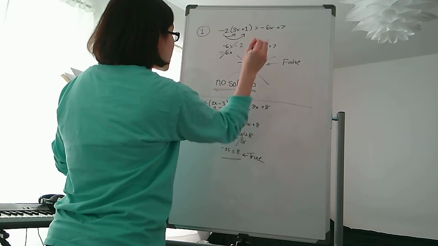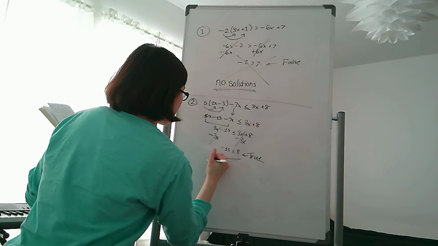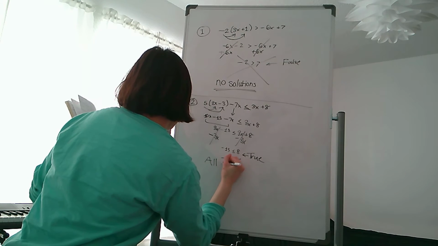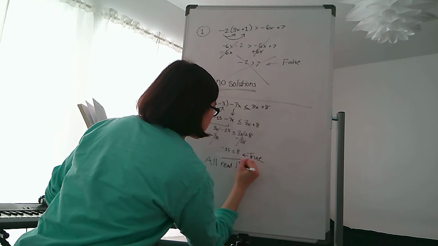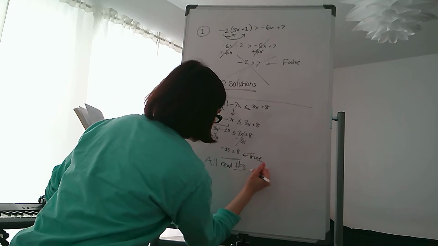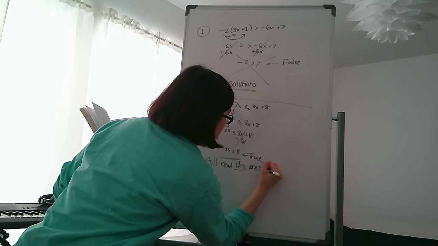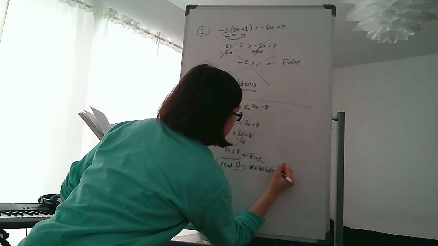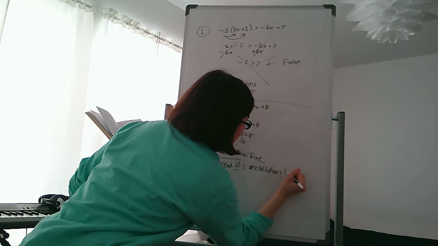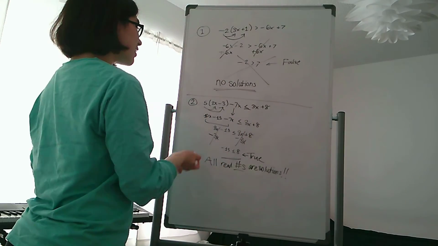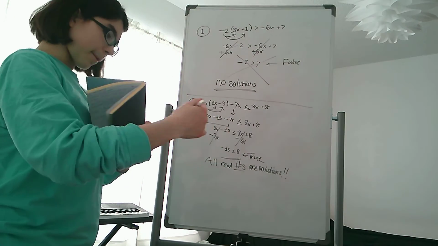So that means for this inequality, all real numbers, I'm just going to abbreviate here, all real numbers are solutions, okay? All real numbers are solutions. Okay. So that basically sums it up.